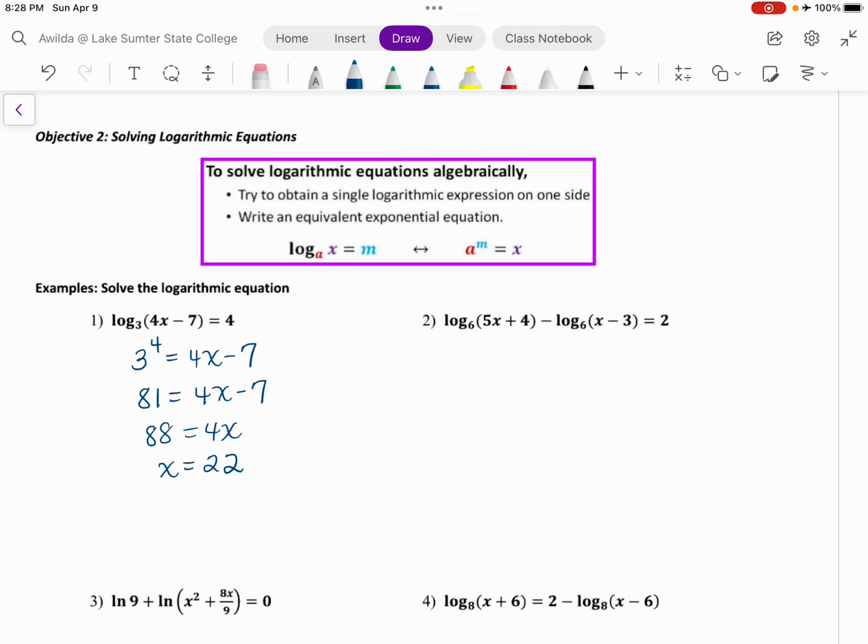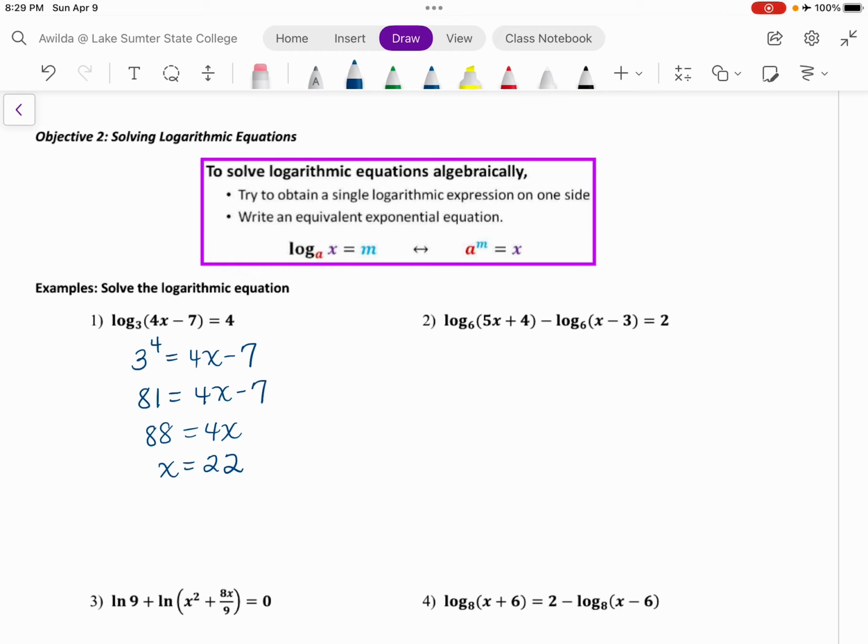When you're solving logarithmic equations, it's really important that you check to make sure that what you believe is a solution actually is. If we substitute 22 in for x and we were to get a negative argument, we would have a problem. In this case, we're good because 4 times 22 minus 7 is 81, which is a positive argument.